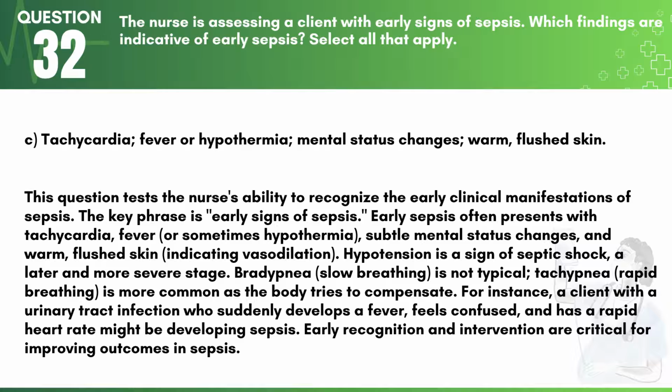Hypotension is a sign of septic shock, a later and more severe stage. Bradypnea, slow breathing, is not typical. Tachypnea, rapid breathing, is more common as the body tries to compensate. For instance, a client with a urinary tract infection who suddenly develops a fever, feels confused, and has a rapid heart rate might be developing sepsis. Early recognition and intervention are critical for improving outcomes in sepsis.